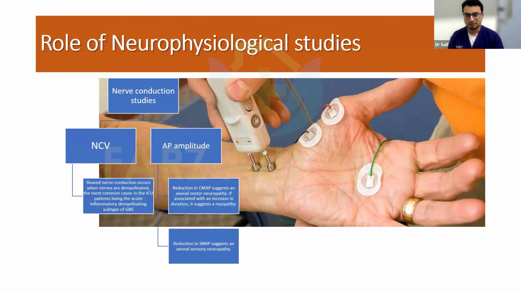And then reduction in the sensory part, that is SNAPs, suggests an axonal variety of neuropathy, that is axonal sensory neuropathy, which is a variety of GBS. So we will understand it more in GBS, the GBS variants.